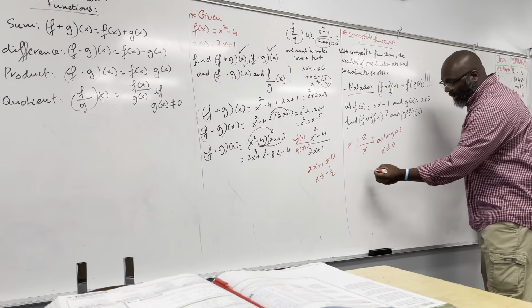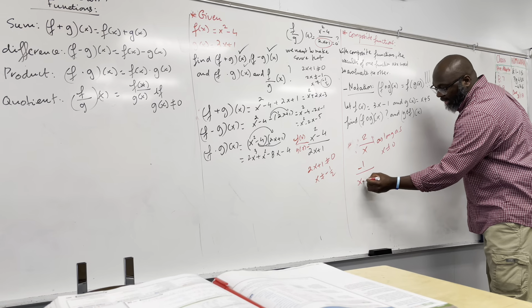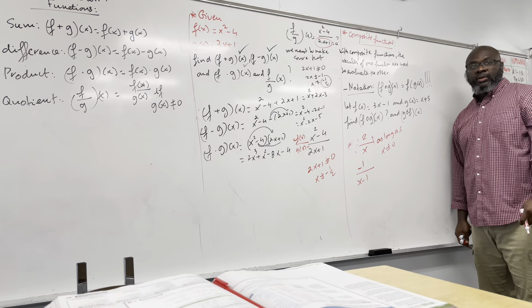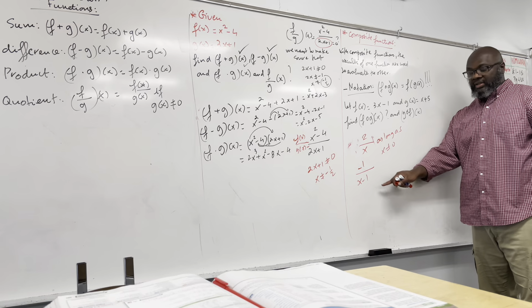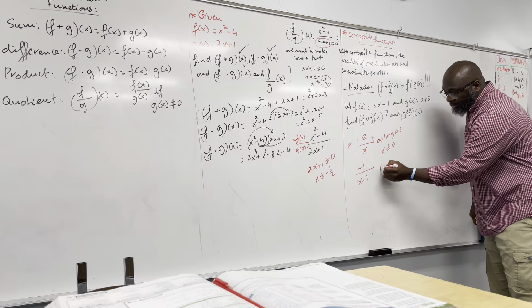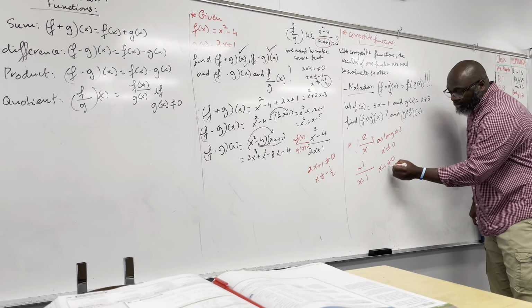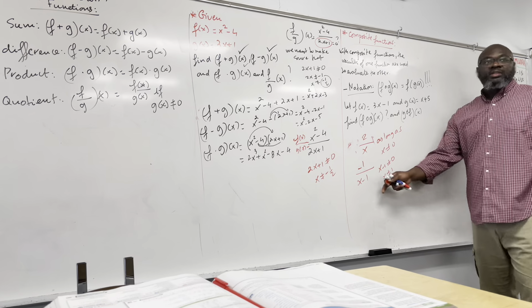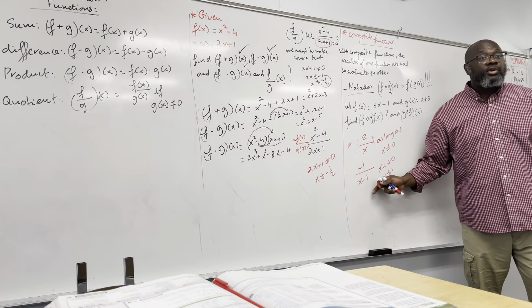Or another example, if I have negative 1 over x minus 1, what would be the restriction here? x cannot be equal to 1, because x minus 1 cannot be equal to 0, which means x cannot equal 1. So this is a restriction that you have to add, just to make sure, right?